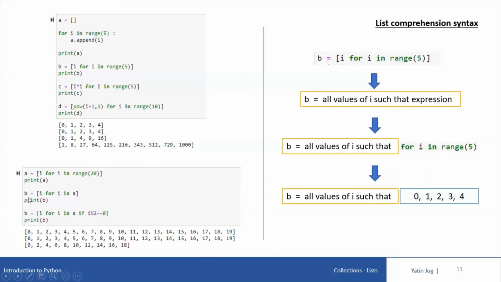Now I'm creating another list variable B. B is equal to I, for I in A. Now what is I in A? A is another list variable which we have defined, which is taking all the values between 0 to 19. That is my A.